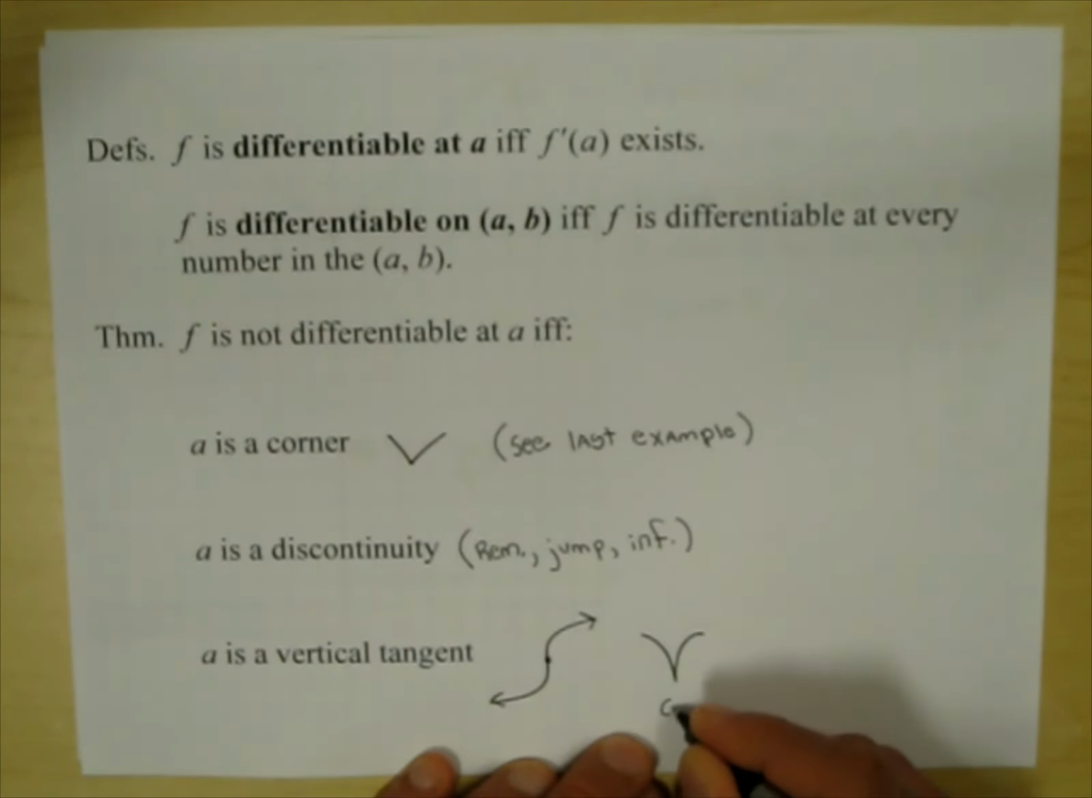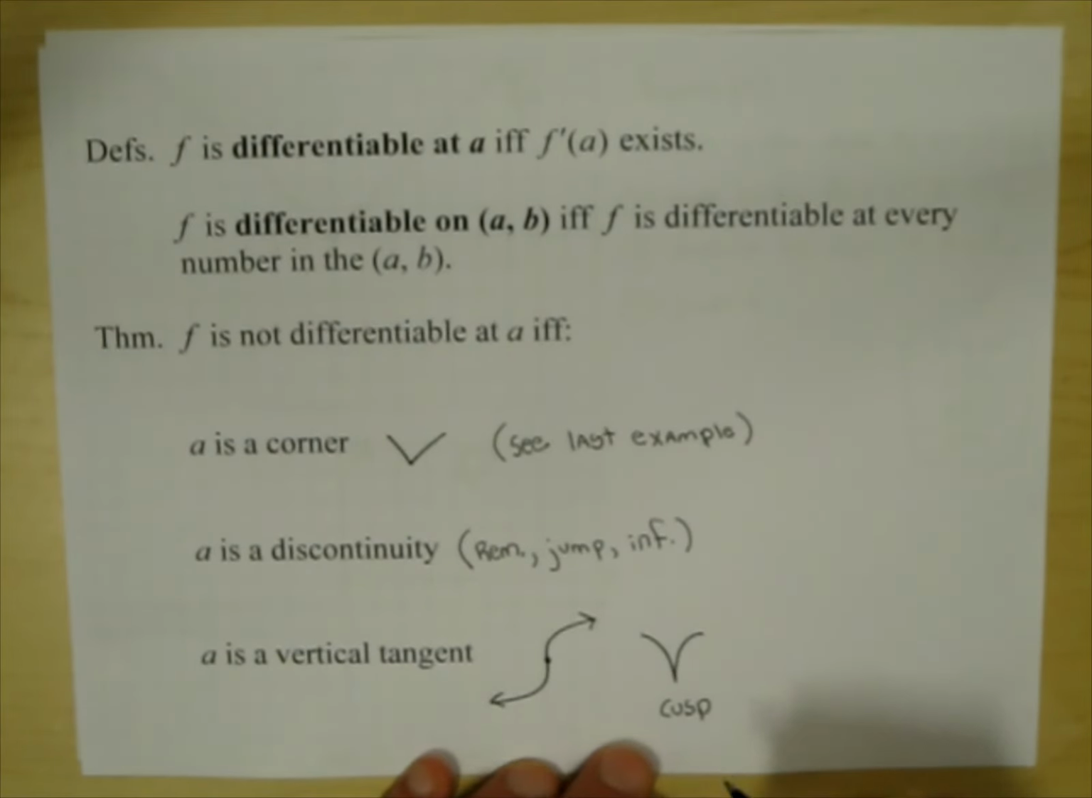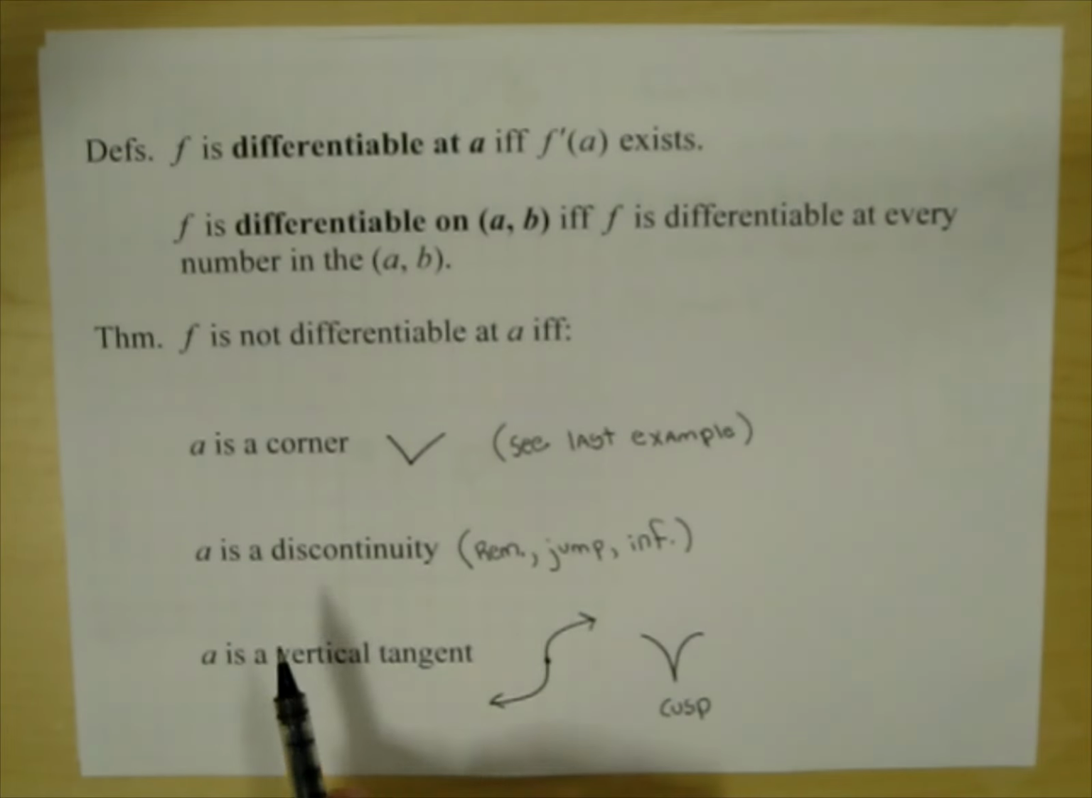This right here is sometimes referred to as a cusp. It's still a vertical tangent. A cusp is where the tangents of each side or each branch are the same. Okay? Well, they look the same. There's a symmetry with cusps. Okay, so that's where f is not differentiable, at corners, discontinuities, and vertical tangents.